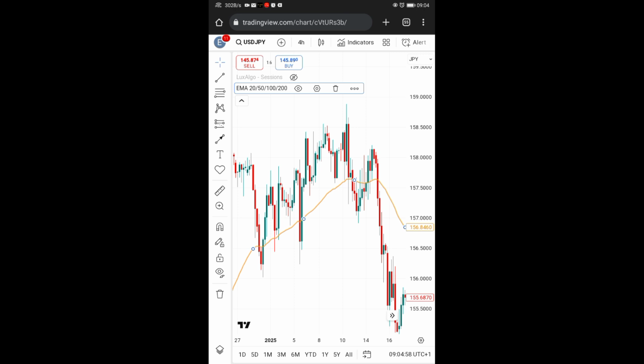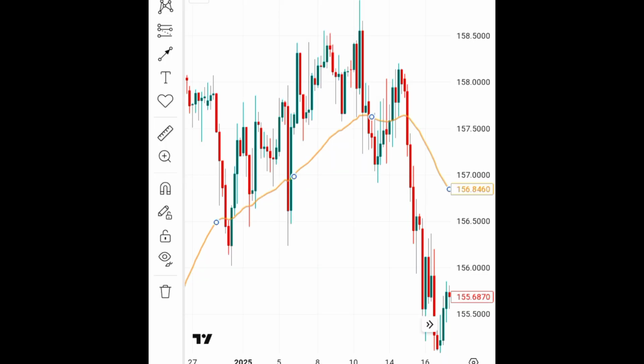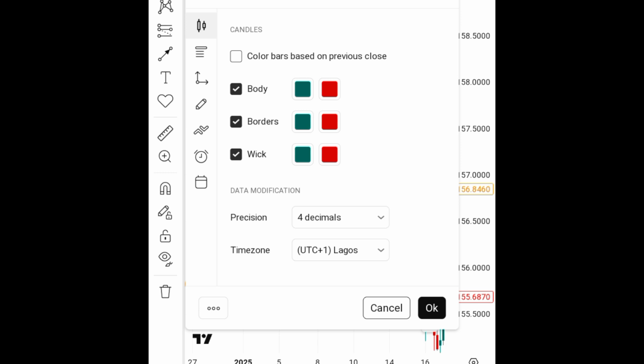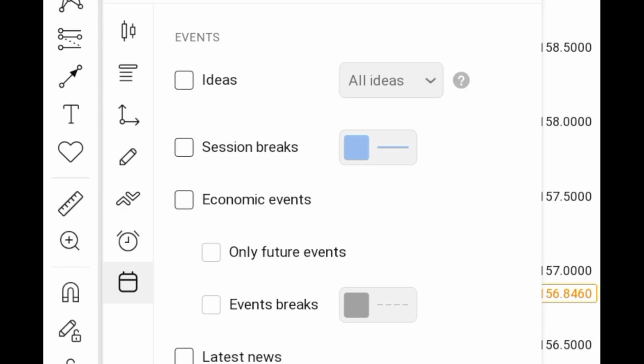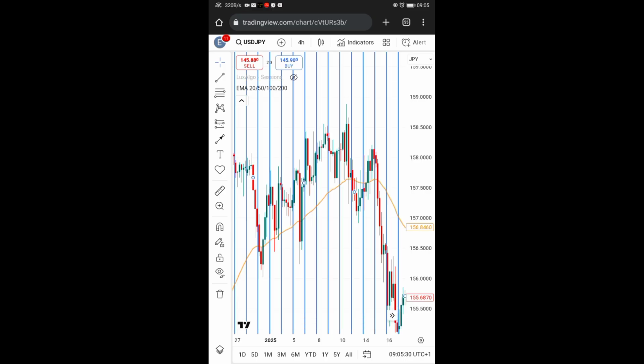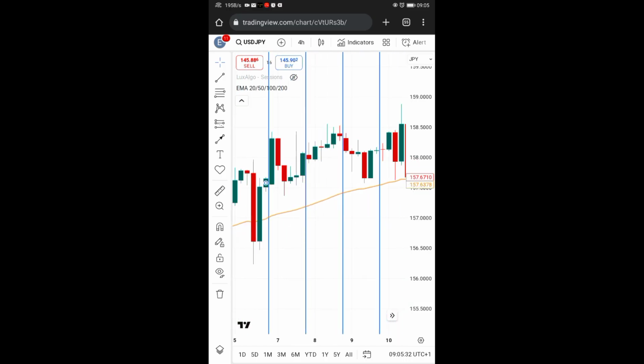Another thing we are going to be making use of is our section breaks. How do we get our section breaks? Click on your chart, on your candles, twice. Once you click on it twice, this interface will open. Then you click on this one that looks like a box. Once you click on it, this interface will open. Then you click on section breaks. Once you click on section breaks, it's enabled. Then you click OK.